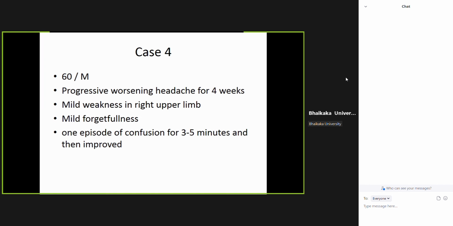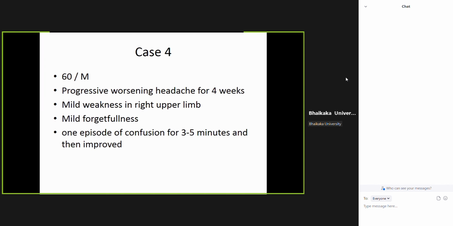You see headache occurring after 60 years. That is 1. Second, headache changing its characteristics over the period of 4 weeks. That is 2 red flag. Third red flag is headache with focal deficit. He had right upper limb weakness. Fourth red flag is forgetfulness. And fifth red flag is episode of confusion, which was a seizure.